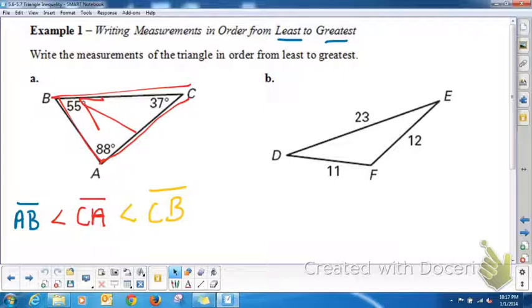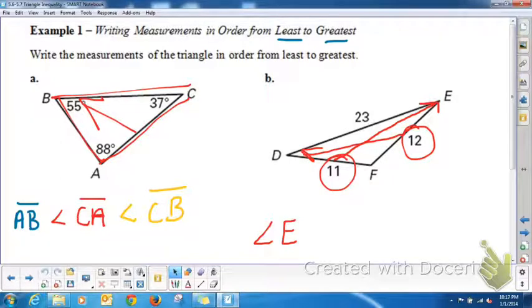So now let's look at example B. Let's name the angles from least to greatest. Well, we're given the sides. What's the smallest side here? Yeah, DF. DF is the smallest side, therefore it's across from the smallest angle. So angle E is the smallest angle. Then the next in size would be 12, which is EF. It's across from the next angle, which is angle D.